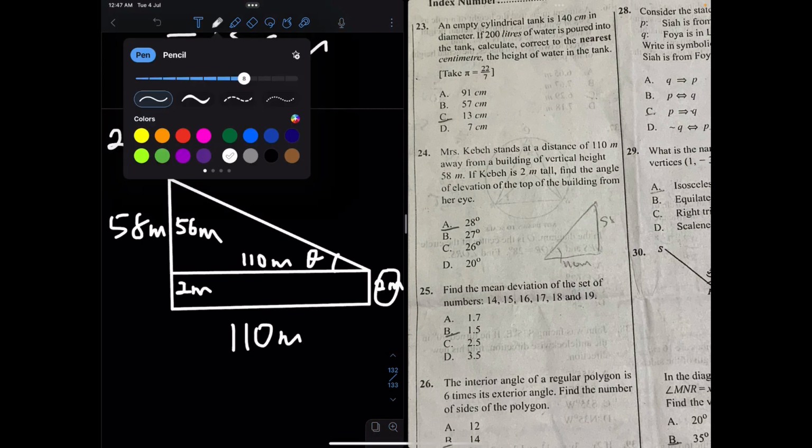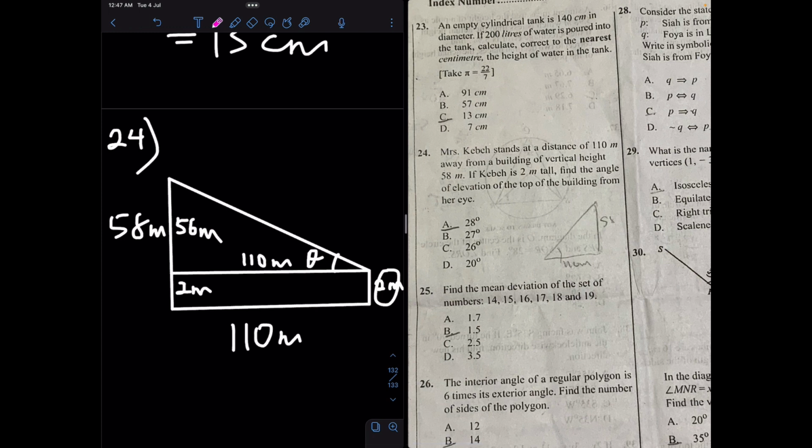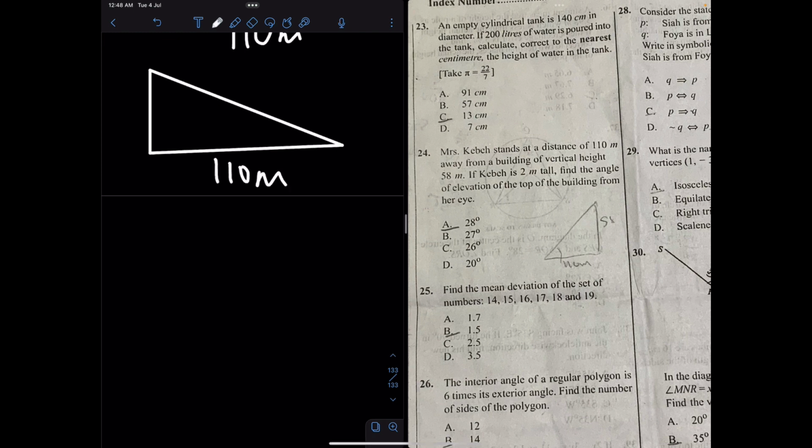This is the right angle triangle we are using to find the angle of elevation of the top of the building from our eye. In that right angle triangle, this length is 110 meters. This is the angle of elevation of the top of the building from our eye. This is 56 meters, and this is a right angle.